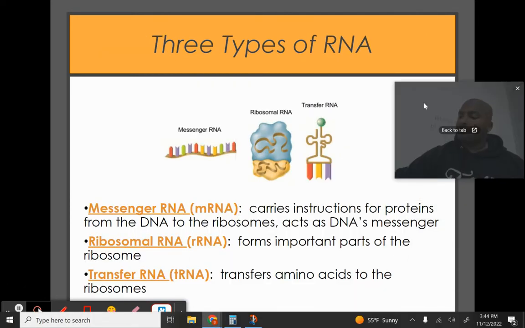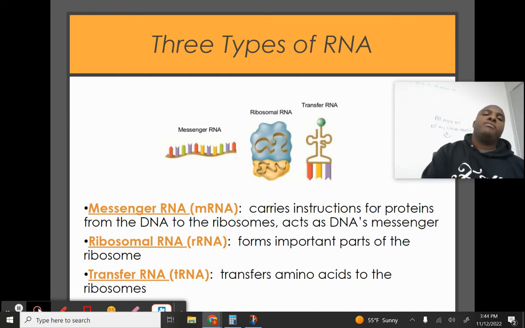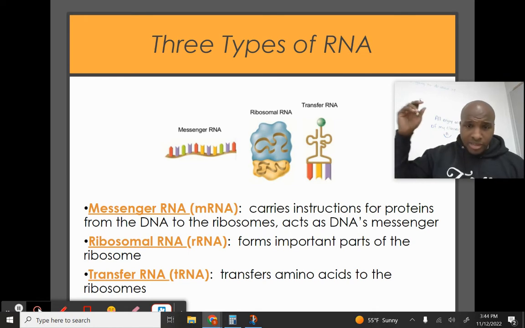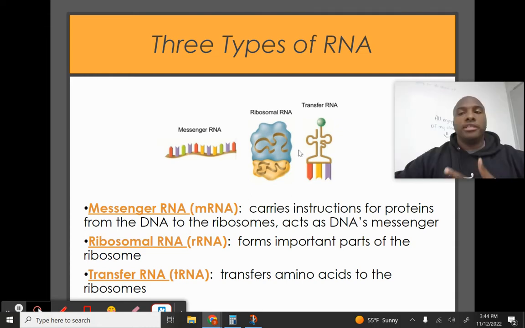And recapping our three types of RNA, we have messenger RNA, we have rRNA or ribosomal RNA, and then we have transfer RNA. These are very easy to remember. M for messenger, R for ribosomal, and then T for transfer. Transfer being the last step, it's bringing over the amino acids to the ribosomes. That's the best way to look at this.